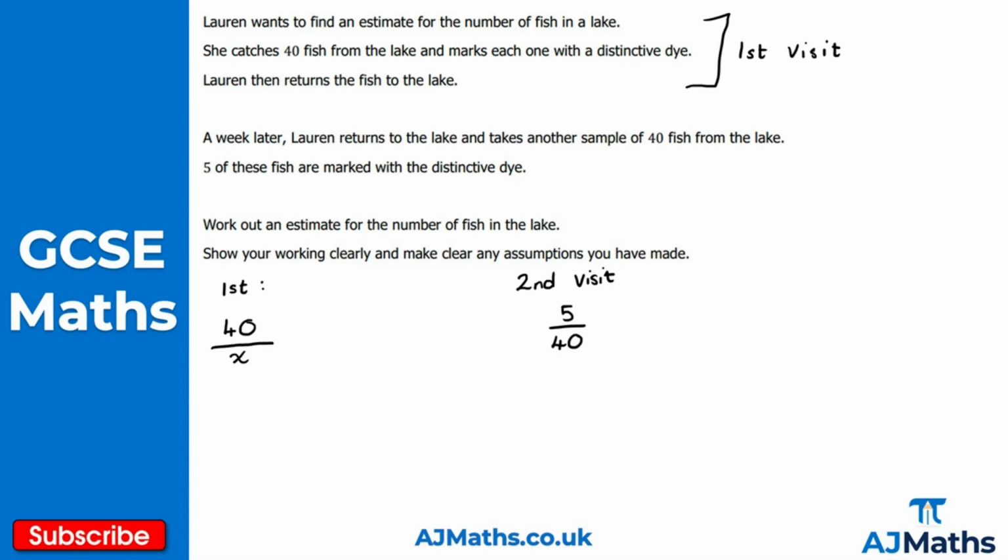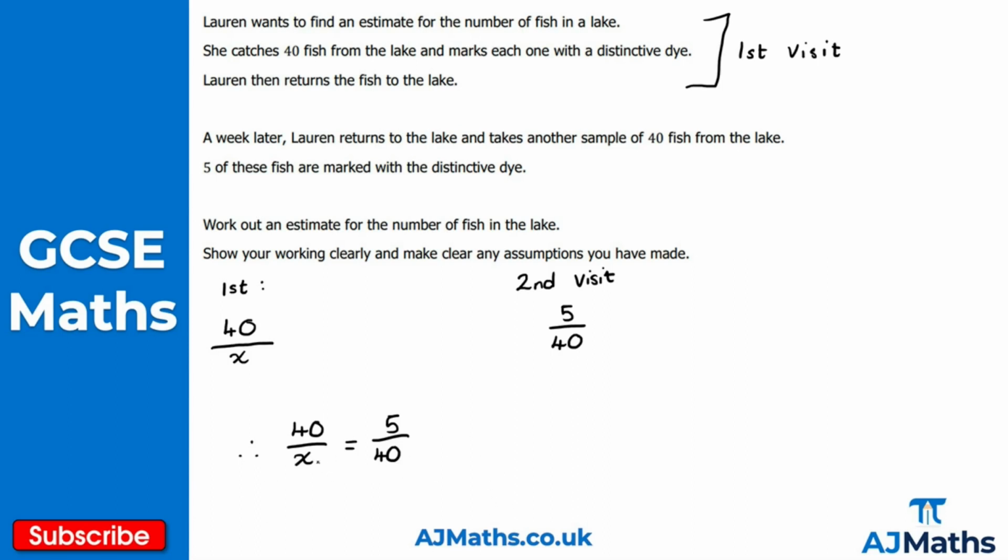But what I want to do now is just connect these two expressions. The only way I can do this is to equate both of these. If on the first visit she caught 40 out of X, and then on the second visit she got 5 out of 40, what I'm going to do is equate these. So therefore, 40 over X is equal to 5 over 40. Now what I need to do is solve this equation for X.